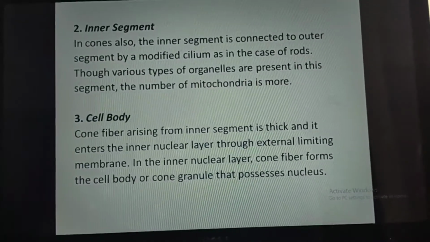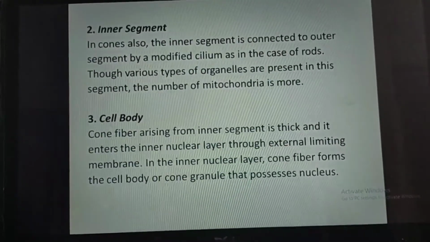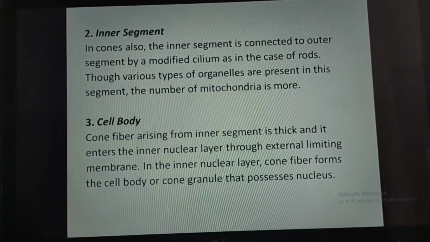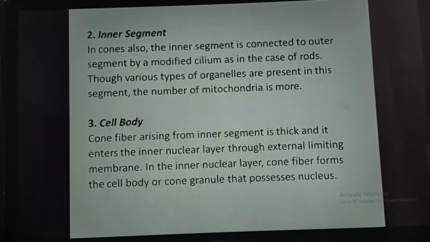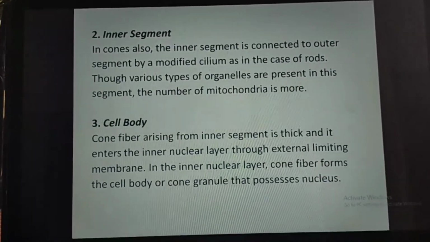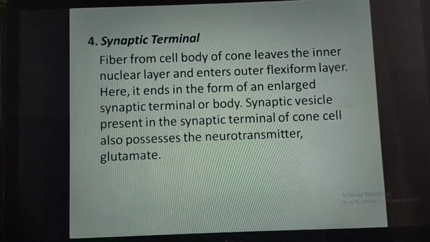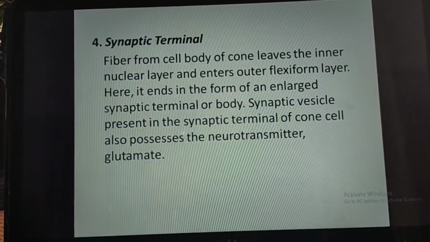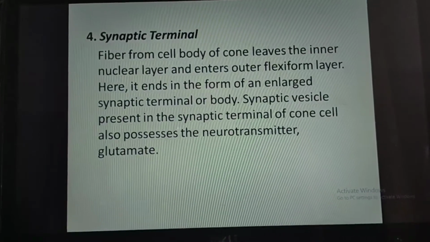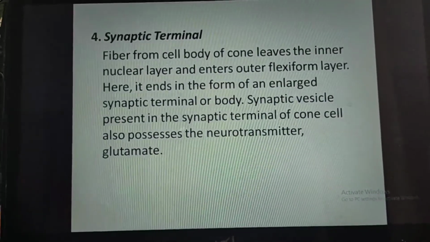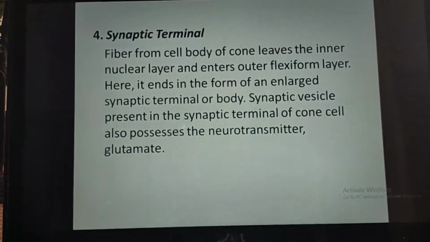Cell body. The cone fiber arising from the inner segment is thick and it enters the inner nuclear layer through the external limiting membrane. In the inner nuclear layer, the cone fiber forms the cell body or cone granule that possesses the nucleus. Synaptic terminal. Fibers from the cell body of the cone leave the inner nuclear layer and enter the outer plexiform layer. Here it ends in the form of an enlarged synaptic terminal or body. Synaptic vesicles present in the synaptic terminal of the cone cell also possess the neurotransmitter glutamate.